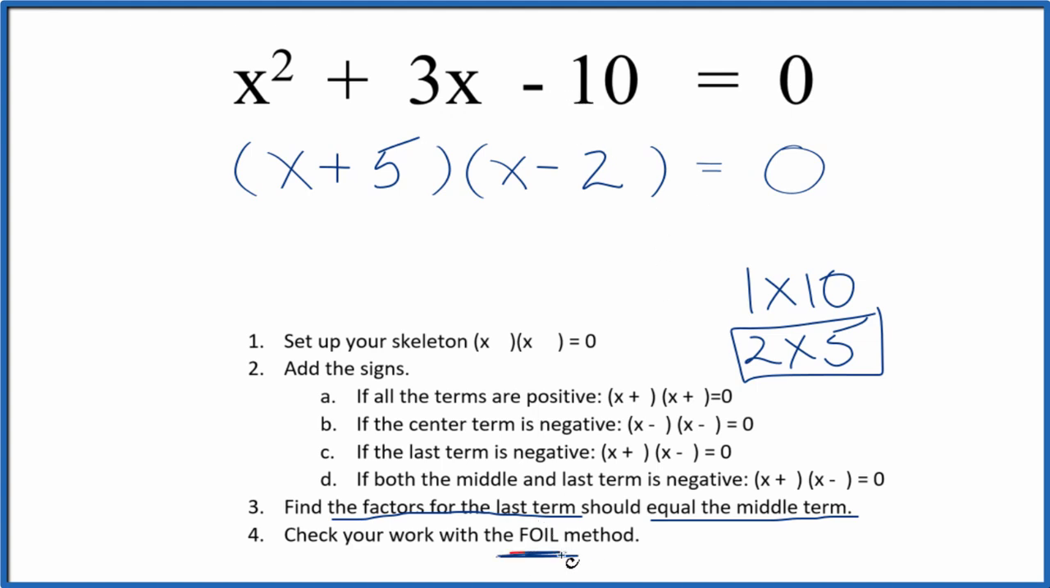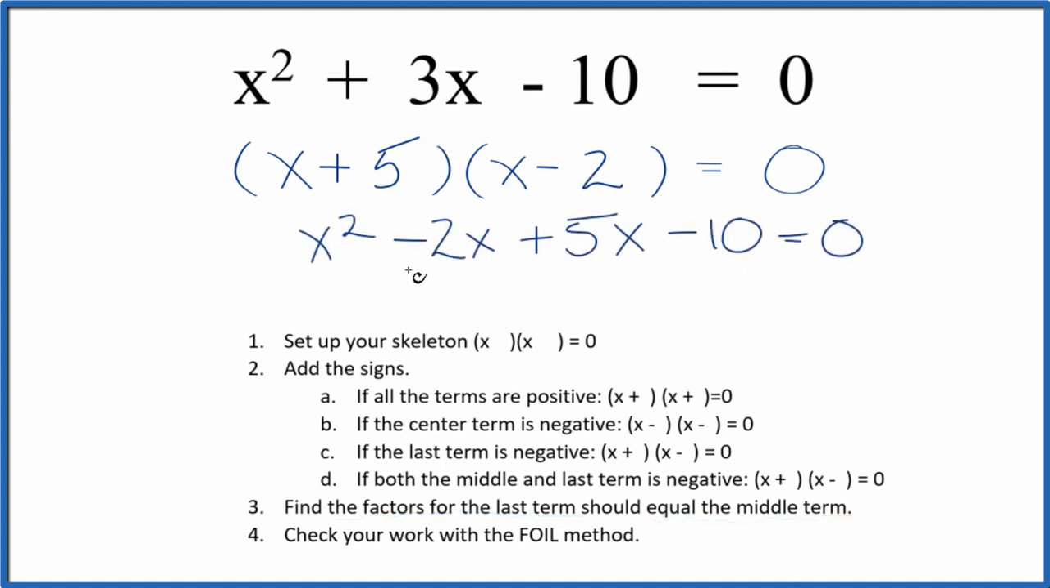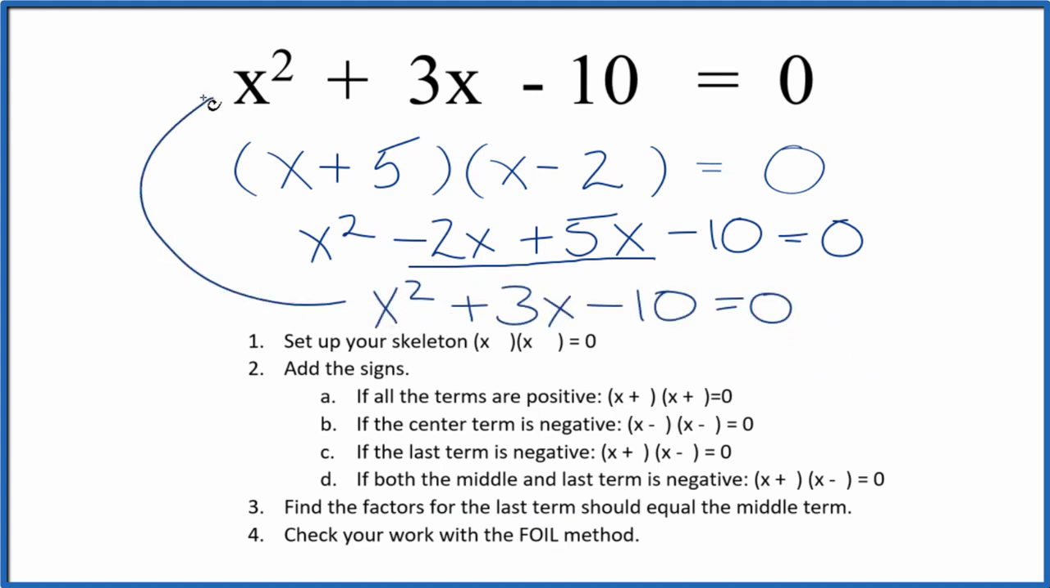But we should check our work with the FOIL method. We'll multiply the first terms, the outside, the inside, and then the last. That gives us, and then we can combine these terms right here. And this is the same equation we started out with. So we did this correctly.